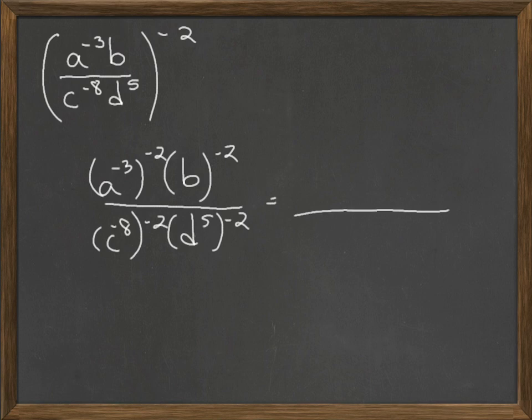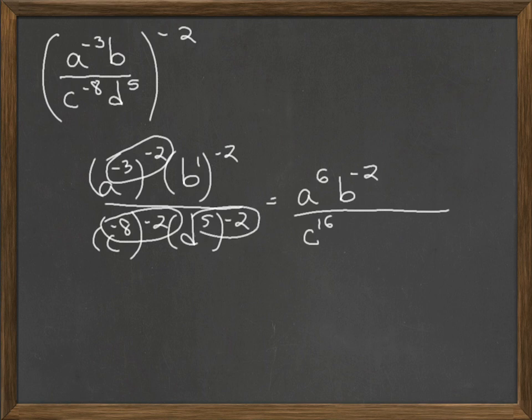All right, so we have a to the negative 3rd to the negative 2nd power. So we multiply those. Negative 3 times negative 2 is positive 6. Okay, here, this is really a 1, right? 1 times negative 2 is negative 2. Okay, negative 8 times negative 2, that's going to give me a positive 16. Okay, and then last but not least, 5 times negative 2 is going to give me negative 10.